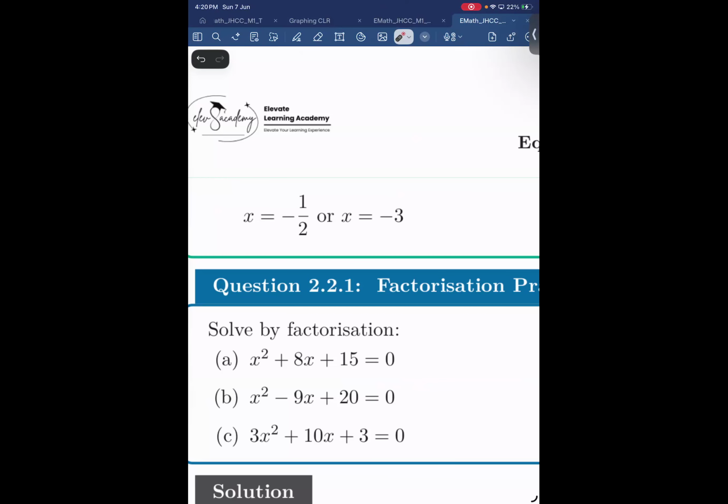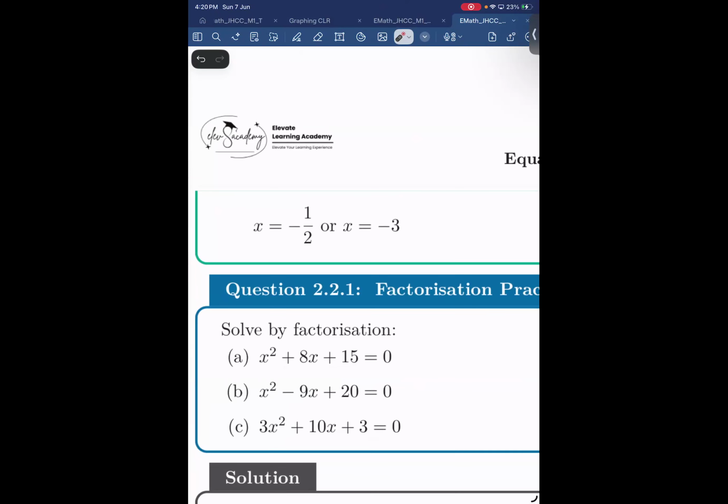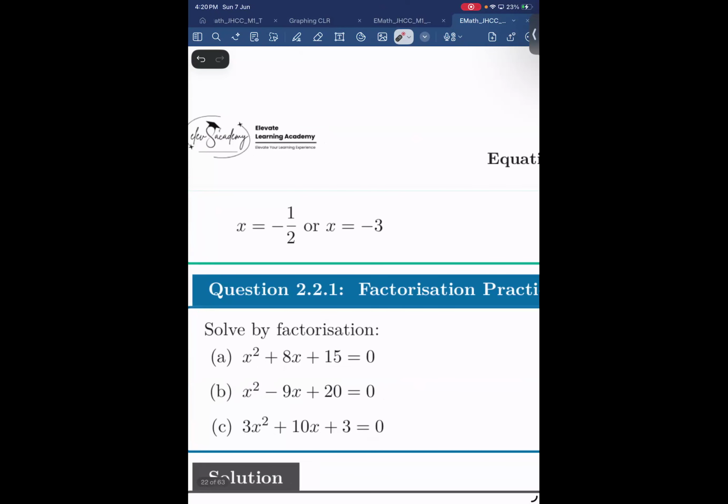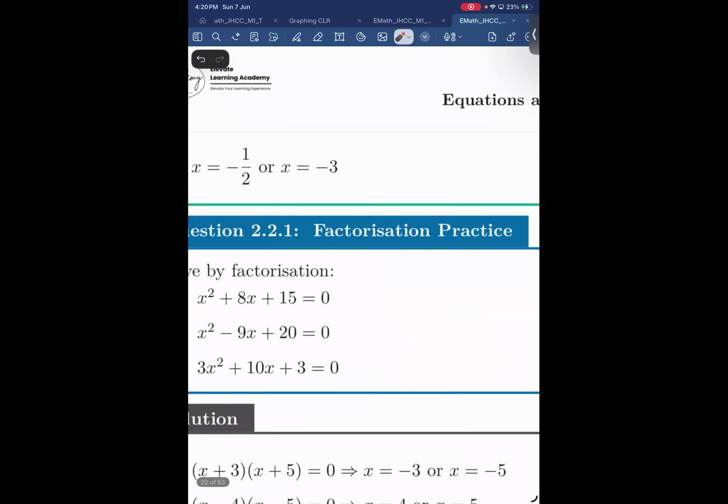Okay, we'll look at this one real quick. For A, I think this one is x plus 3, x plus 5. You can see it's plus 15 x squared. There's plus 3x plus 5x, so it's plus 8x. So x is minus 3 and minus 5, from x plus 3, x plus 5 equals 0.